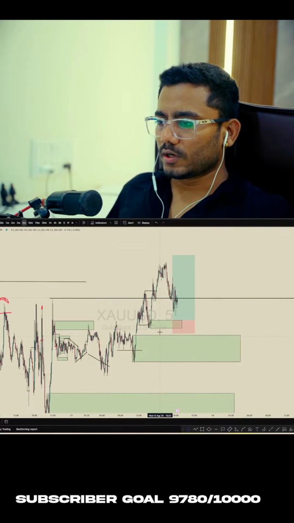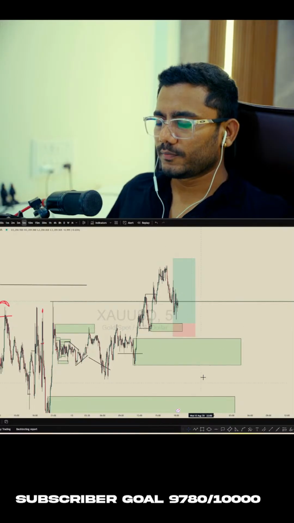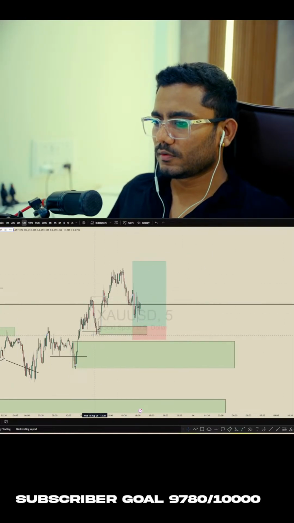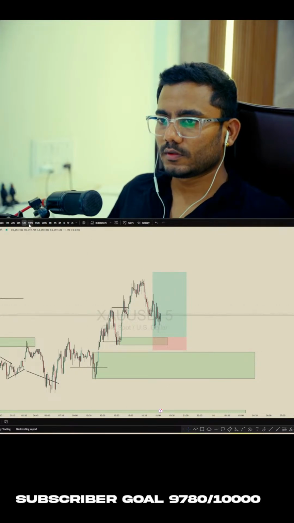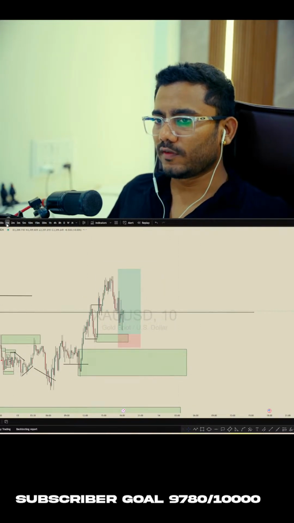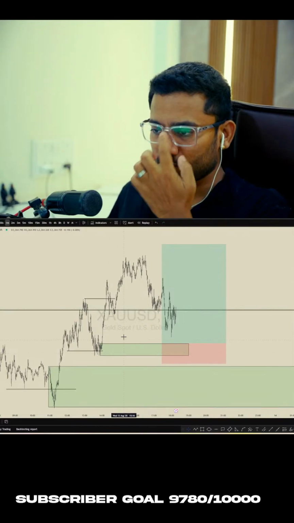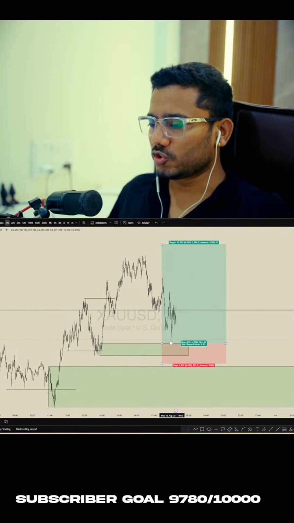So let's look at gold buy here. The next high will be the target. So this is the order block. We want a 1 minute candle closure, and then only we look for entry, because on 1 minute the stop loss is too small.